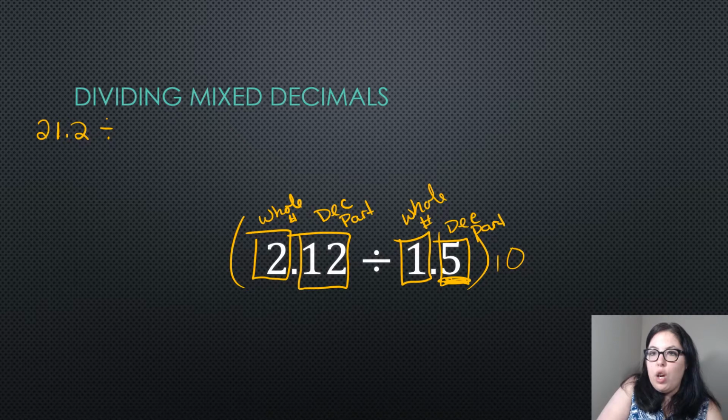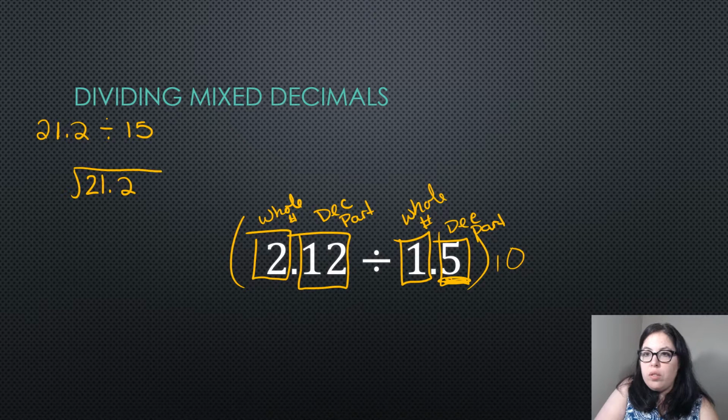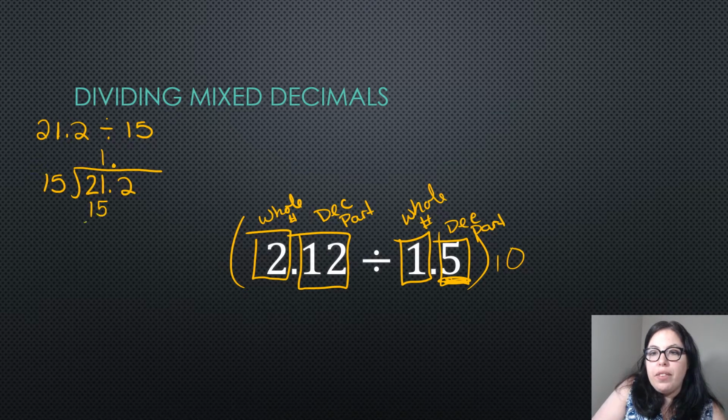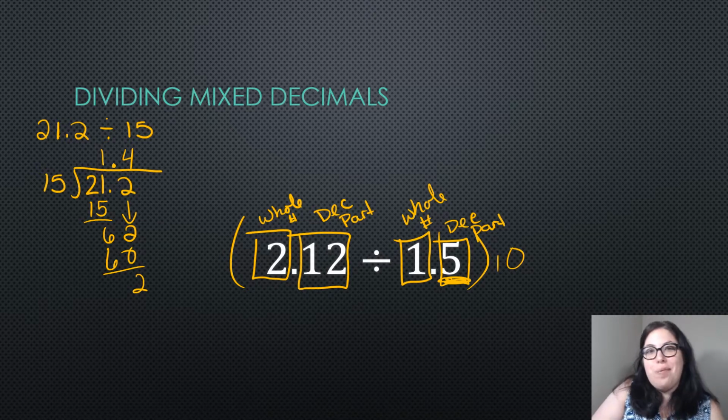21.2 divided by 15. I set up my problem. I put my decimal point in, and I'm mindful of those decimal places, and I'm going to divide until I stop having remainders. So 15 goes into 21 one time. Drop down my 2. Okay. 15 goes into 62. That's going to be 4 times, which is 60. Drop my 2. Now I'm to the right of that decimal. I can add some zeros.